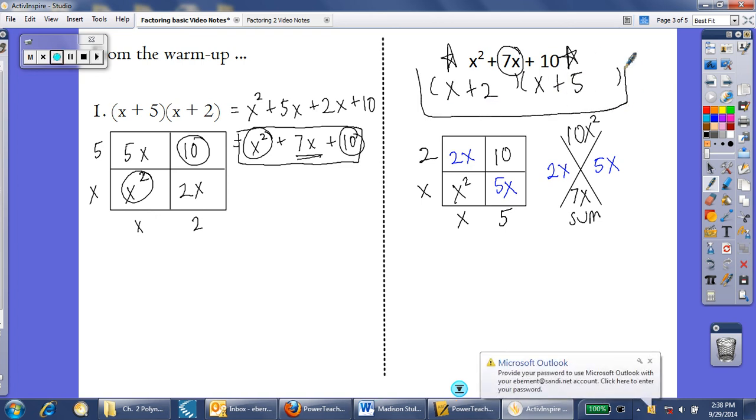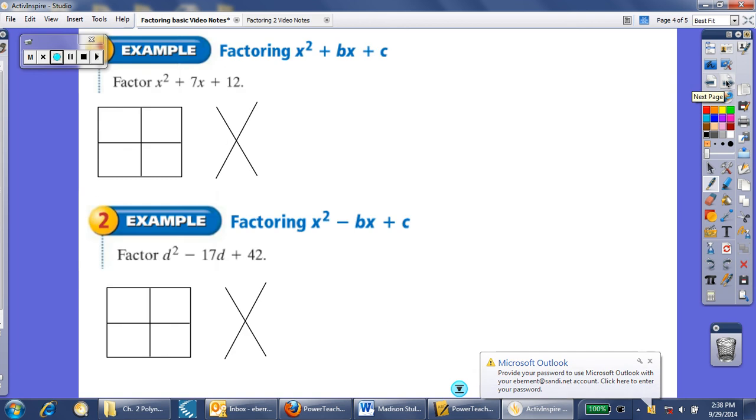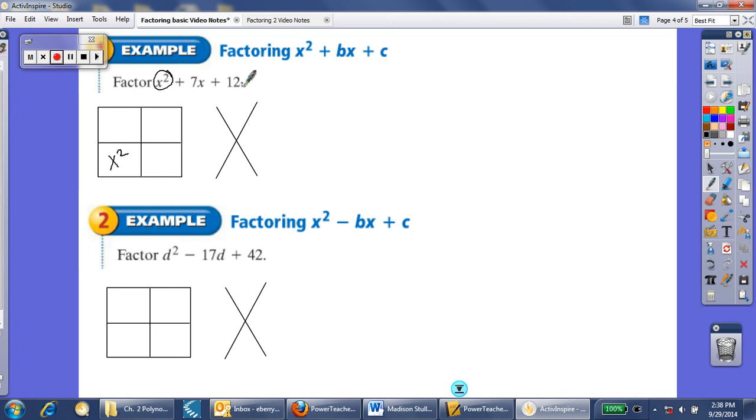So I'm working backwards from the warm-up. We'll do a couple more examples, and then I'll let you guys try them. Okay, looking back from the warm-up, I know that this first term goes in the first box, and the last term goes in the one diagonal to it. The middle term, 7x, goes on the bottom. This is the sum.